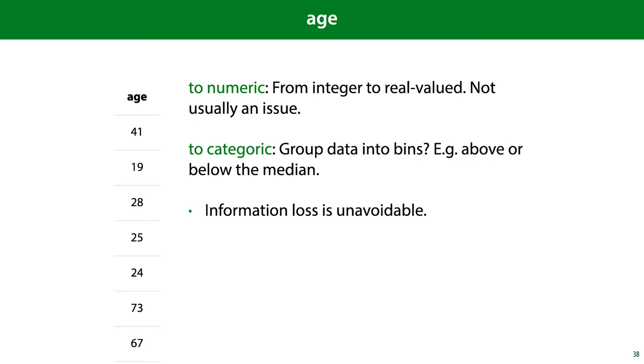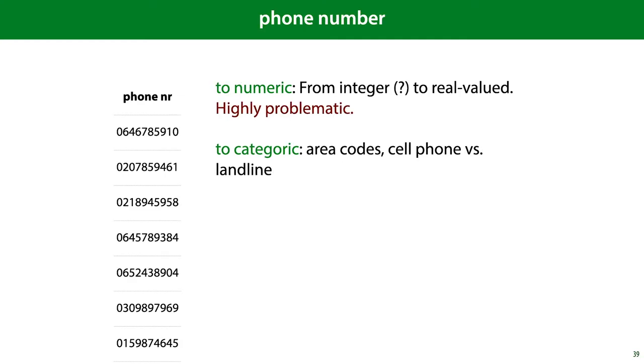We can, for instance, group the data into binary categories, above or below the median, or into more categories like child, young adult, adult. In this case, some information loss is unavoidable, but if you have a classifier that only consumes categorical features, and it otherwise works really well on your data, it may be worth it. Here's a more complicated example, a phone number. Now, at first glance, you might think that a phone number consists of numbers, so we can just interpret these as really large integers. This would be highly problematic, because even though these can be interpreted as numbers, the distance between them doesn't mean anything.